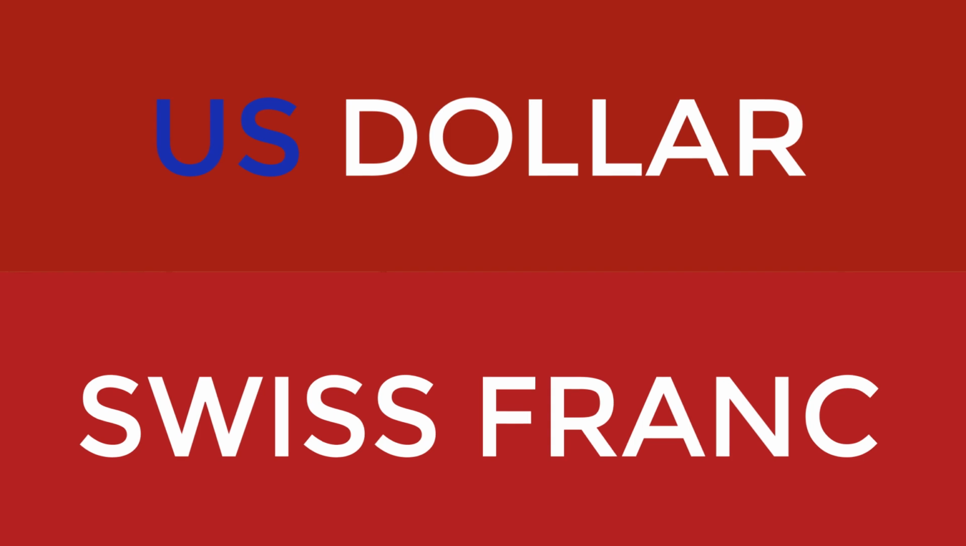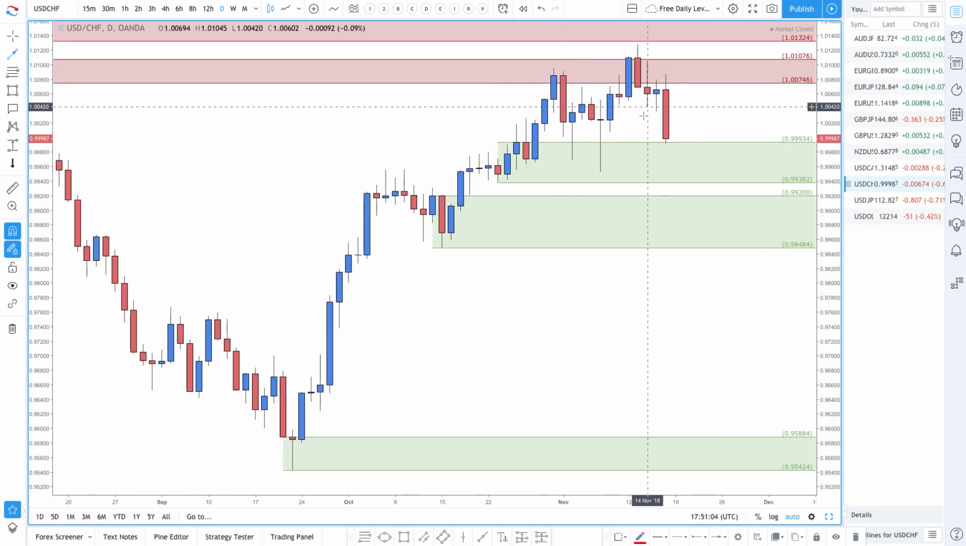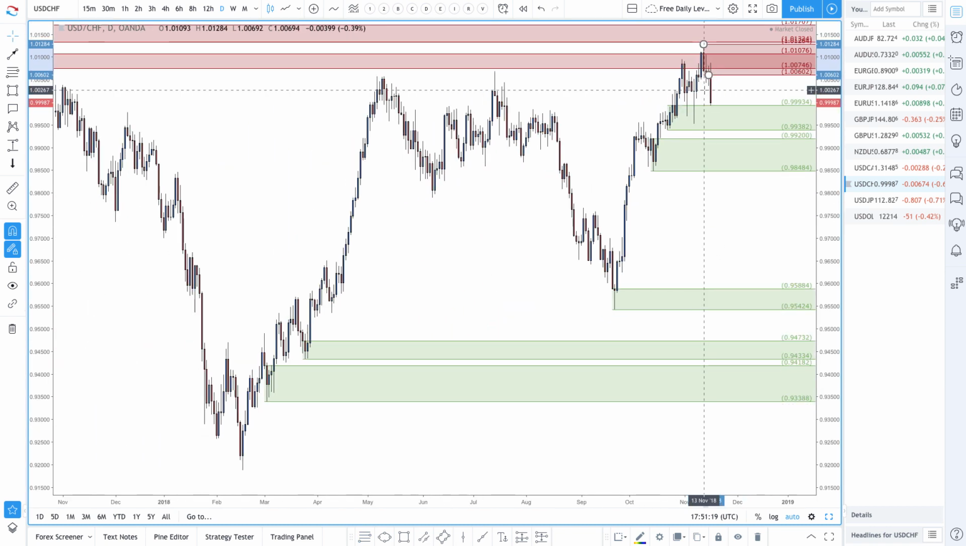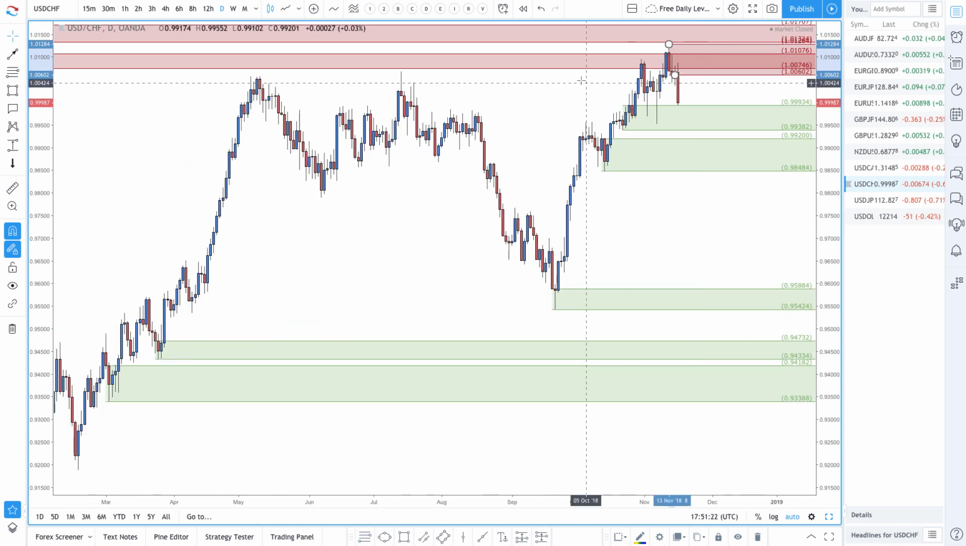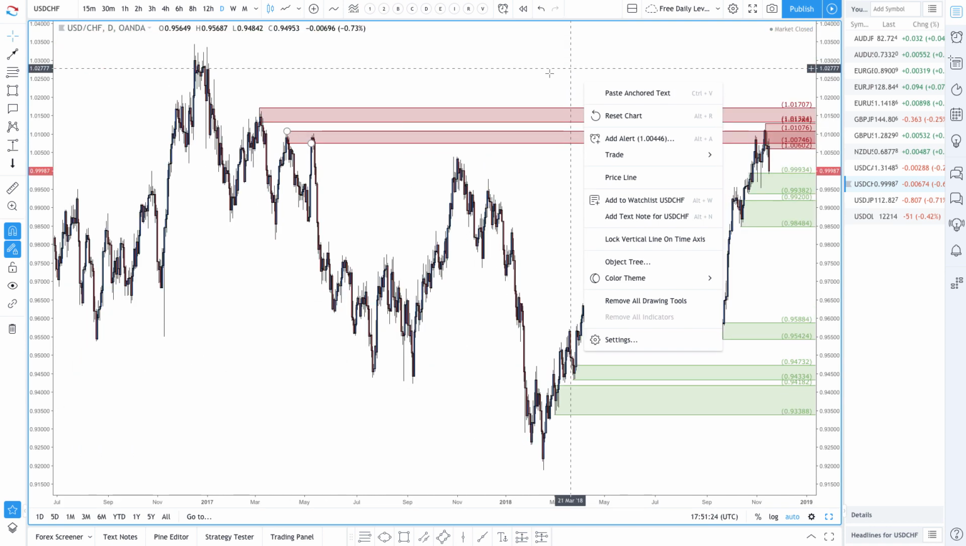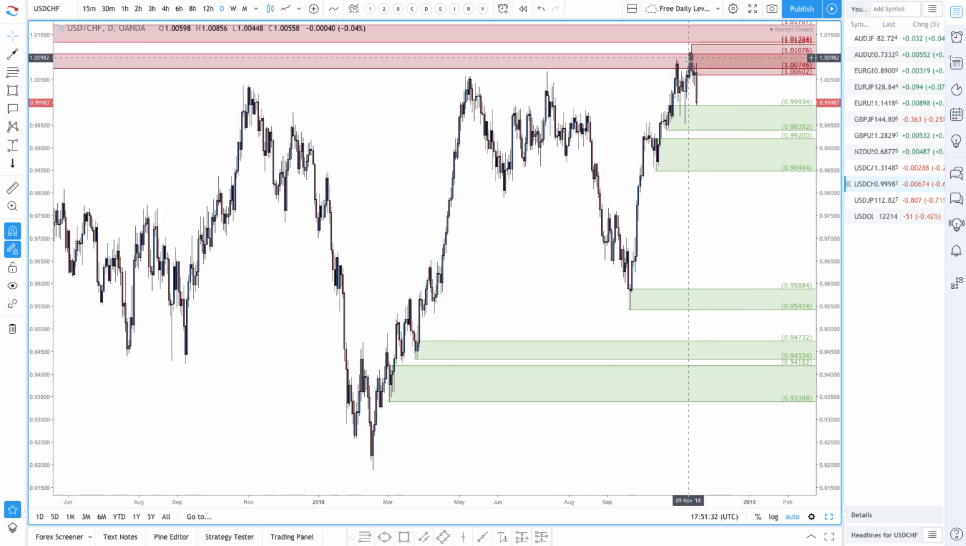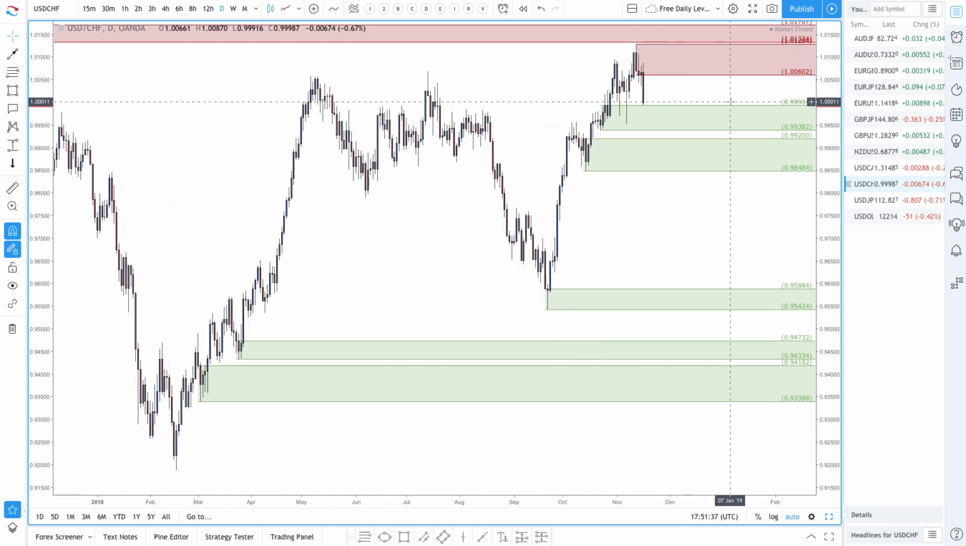Dollar Swiss franc, and again, last week we came up into this supply zone, and we're pretty much selling off again. So what I'm going to do is I'll keep this zone here. We've created pretty much a new supply zone within this area. In fact, I am going to get rid of this one. This was a long-term supply zone from this area, which has been touched once, twice, and looked like a bit of a stop hunt. But I'll delete that, and now we have a new supply zone.